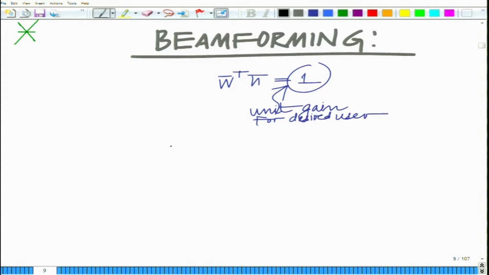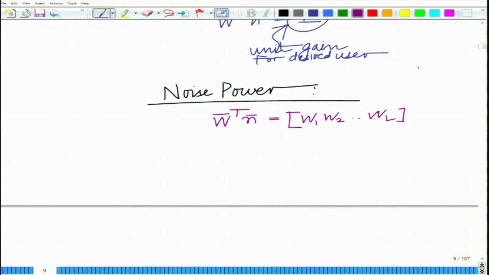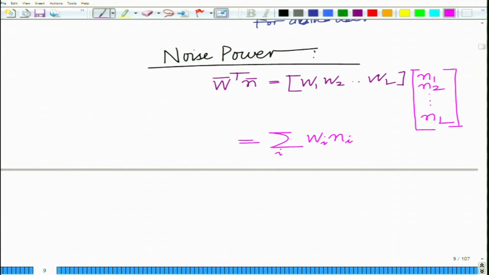Now coming to the noise power, the noise power can be calculated as follows. We know the noise component is W bar transpose N bar, which is basically the row vector W1, W2, up to WL times the column vector of noise, N1, N2 up to NL. So this is summation over i of Wi Ni. Now we have to assume something about the properties of these noise samples. Let us assume a very commonly employed model, that all the noise samples are statistically identical, that is they have 0 mean and variance, that is expected value of Ni square equals sigma square. The noise power is sigma square.